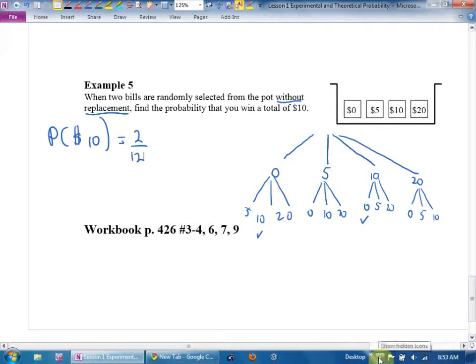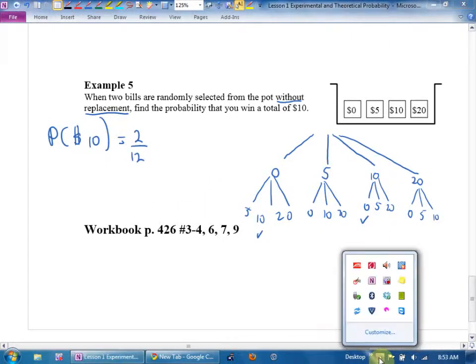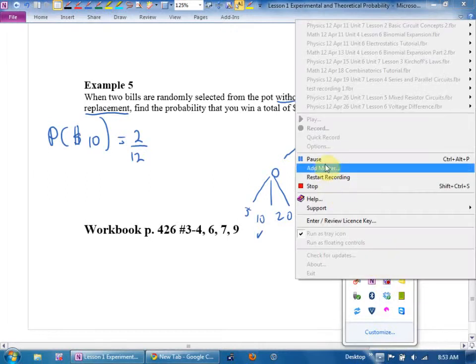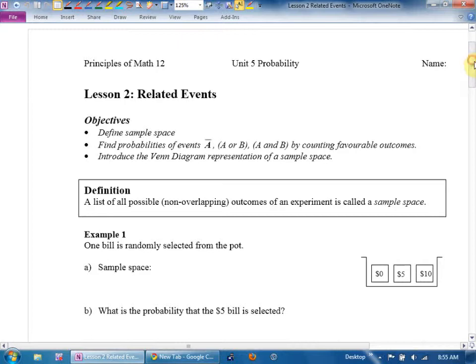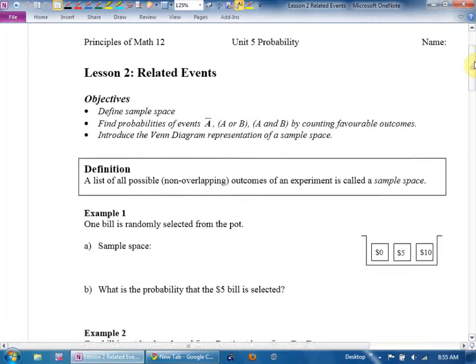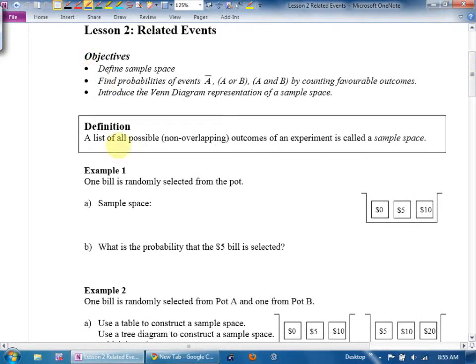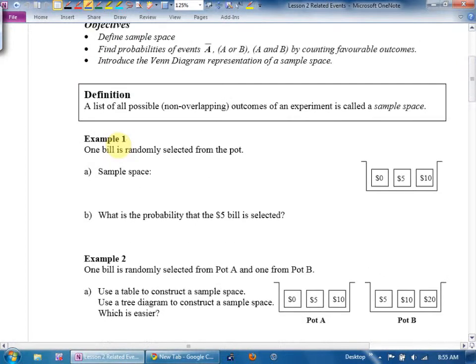So there is lesson part one. So, lesson two, part two, a bit more terminology. Related events. And it gives us some objectives. So, definition. The list of all the possible outcomes of an experiment is called the sample space.